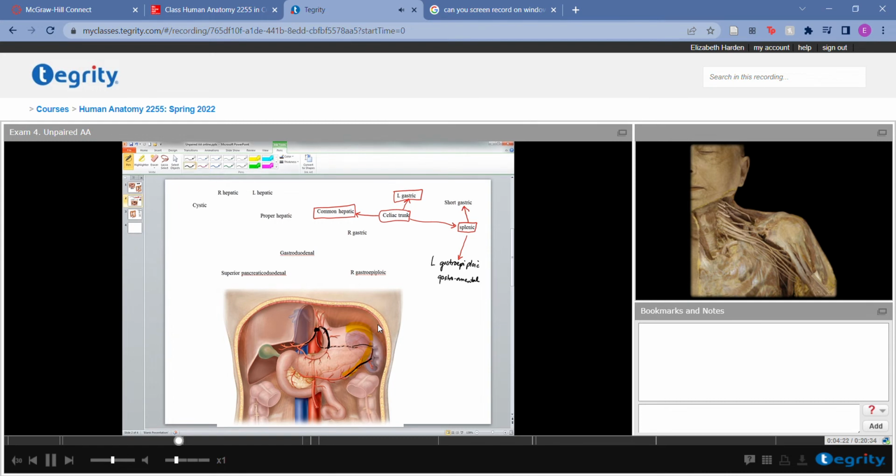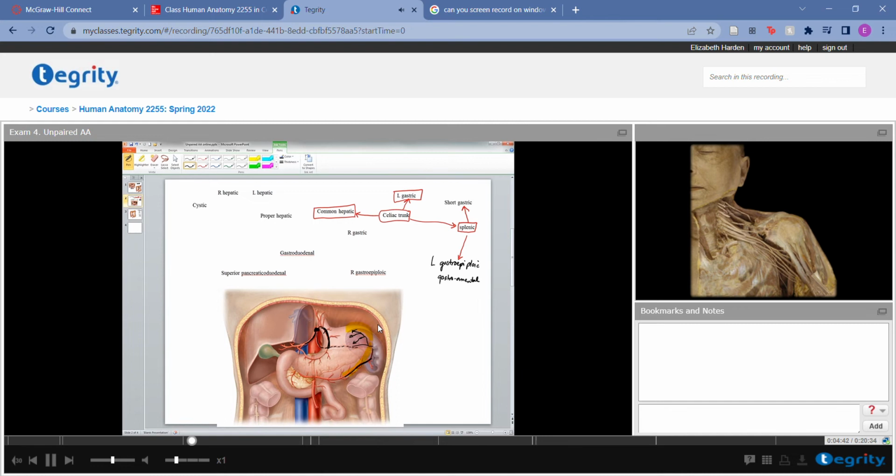So we'll draw our arrow there, and if you look at the picture, you can kind of see these branches coming off of my splenic here, and they are going to be supplying the fundus region of the stomach. Those would be my short gastric arteries. So that's all you need to know as far as arteries that come off of the splenic, and of course the splenic comes off the celiac trunk.